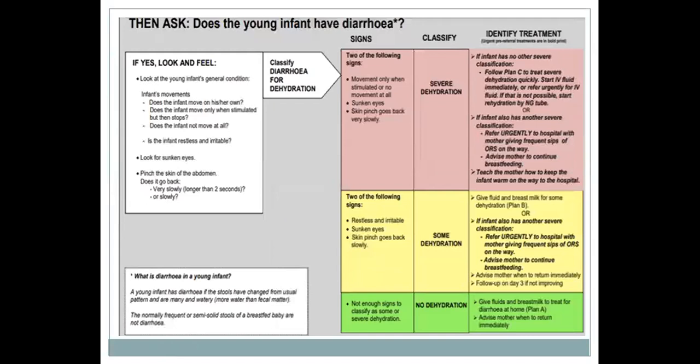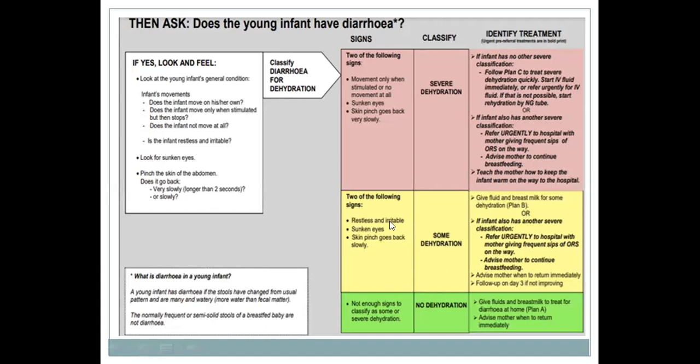Then there is also a classification of severe dehydration, some dehydration and no dehydration. Severe dehydration is indicated by movement only when stimulated, or no movement at all, sunken eyes, and skin pinch that goes back very slowly, longer than 2 seconds. Then classify the child as having severe dehydration. Follow plan C to treat severe dehydration, which includes starting IV fluids immediately, referring urgently to hospital, and advising the mother to continue breastfeeding and give sips of ORS on the way.